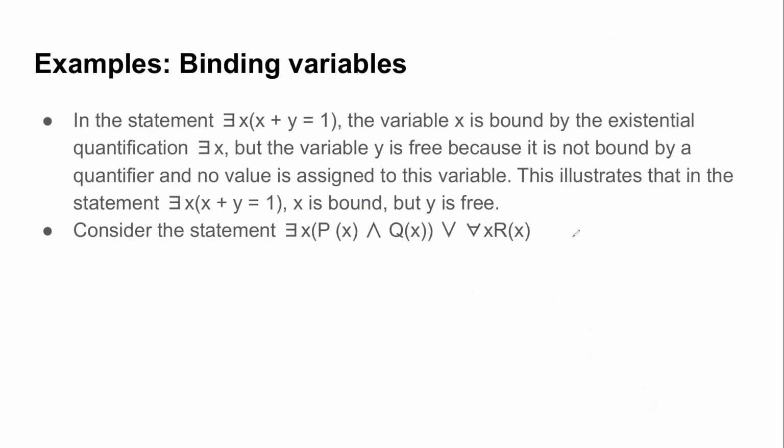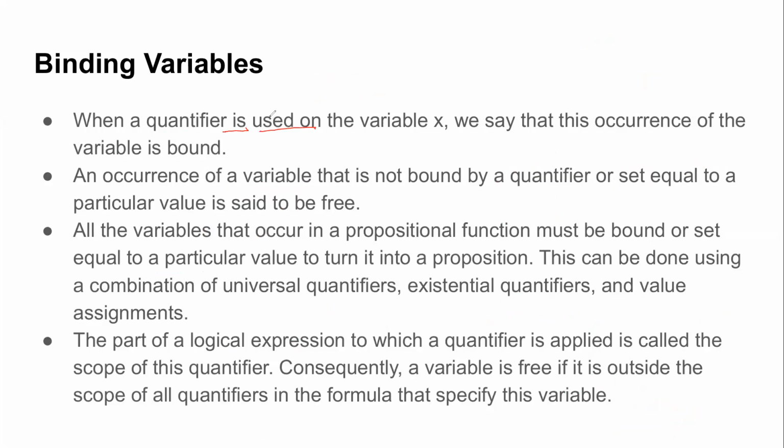Okay, so suppose, look at this example. There exists an x such that x plus y is equal to 1, right? So what are the bound and free variables in this case? Okay, so I have, there exists an x, x plus y is 1. Tell me what are the bound variables, what are the free variables? So there are two variables, right? x and y. Which one is a bound variable?